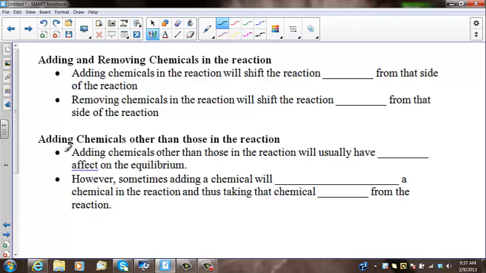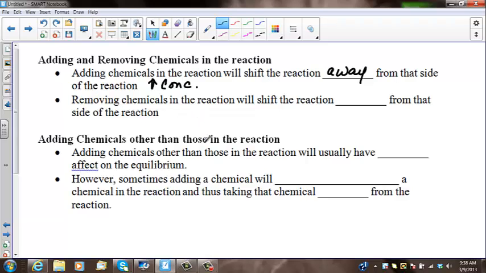So what happens when we add or remove chemicals in a reaction? Well, you're changing the concentration. So adding chemicals in the reaction, so this is increasing concentration, the reaction will shift away from that side of the reaction. So if I increase the concentration on the left, it's going to shift right. If I increase the concentration on the right, it'll shift left.